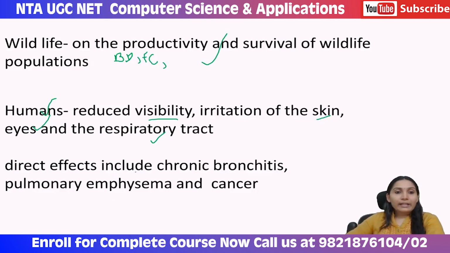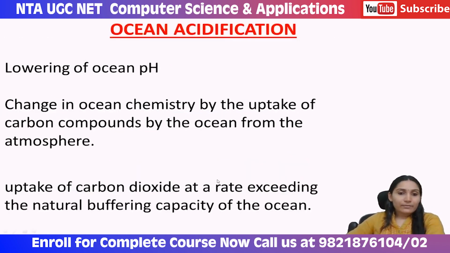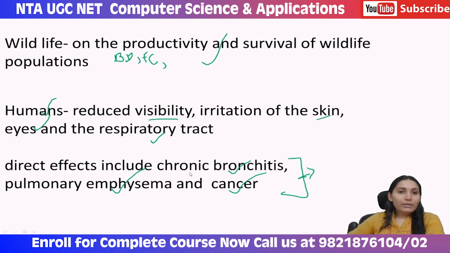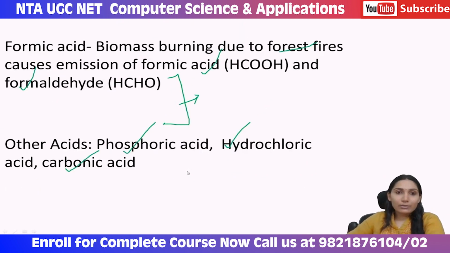Direct effects include chronic bronchitis, pulmonary diseases and cancer. So these are the direct impacts: bronchitis, breathing difficulty, pulmonary diseases and also cancer. So these are about the acid rain and also about El Nino.